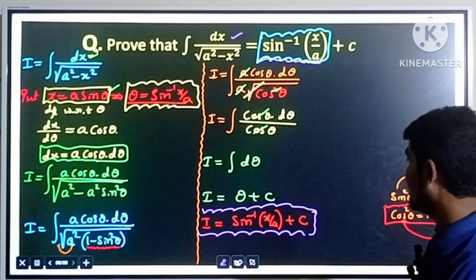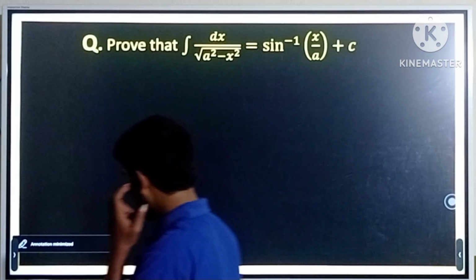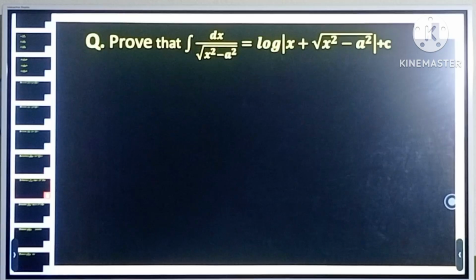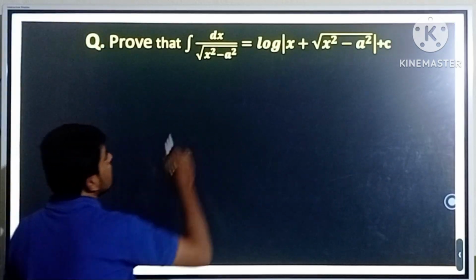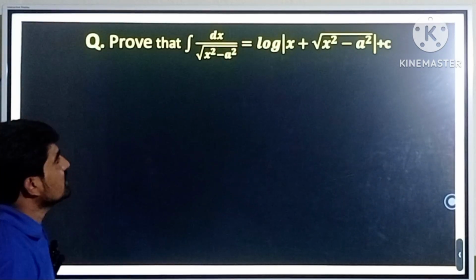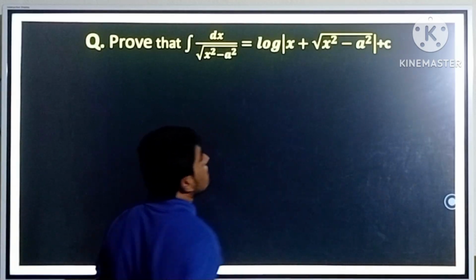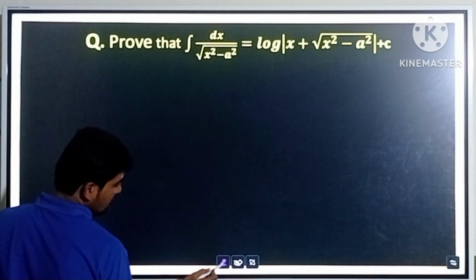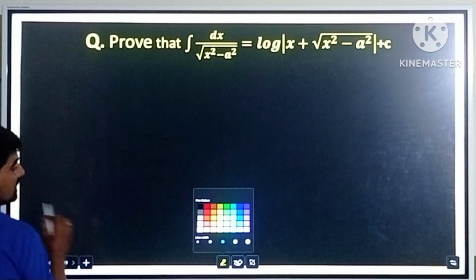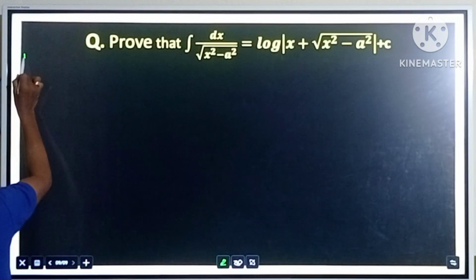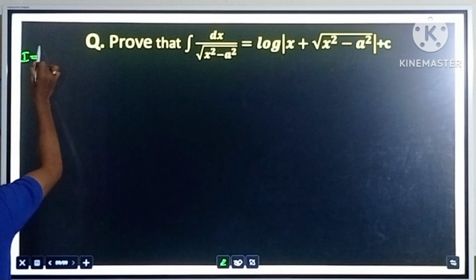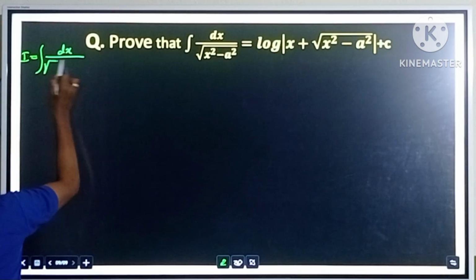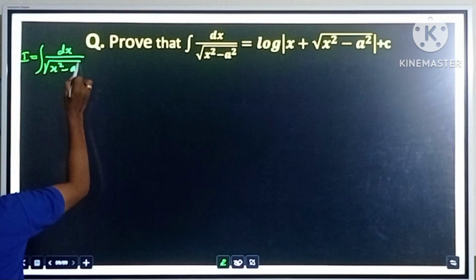Now let's start the next one, the fifth one. Here the fifth one is: prove that the integration of dx divided by square root of x square minus a square is equal to log of x plus square root of x square minus a square. See here, I am taking this given integral as I. So what is I? I is equal to the integration of dx divided by square root of x square minus a square.